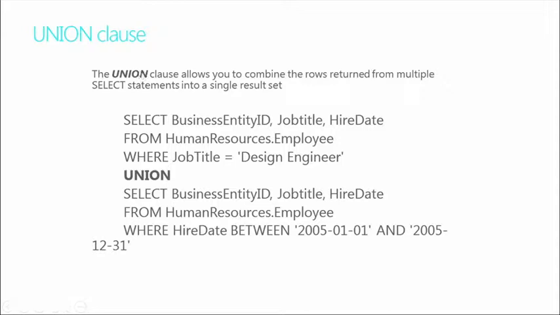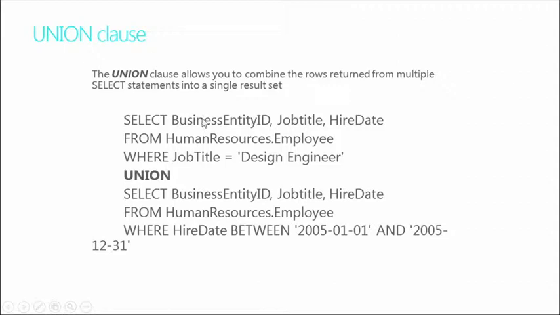Okay, the union clause. What if I have content that's in 2 different tables? Yeah, we can do that. So right now what we've been looking at is all right, you're telling me I can grab content from a table. What about if I have content from 2 tables? Well, this is what I can do here. As long as the columns are matched, as it says up here, it allows you to combine the rows returned from multiple select statements into a single result set.